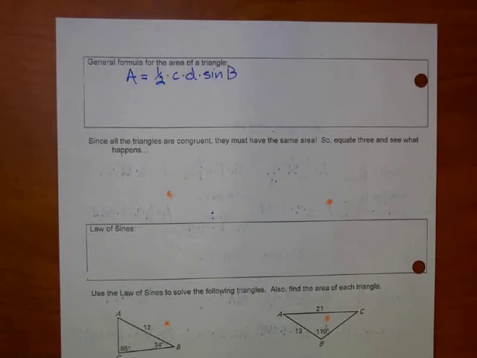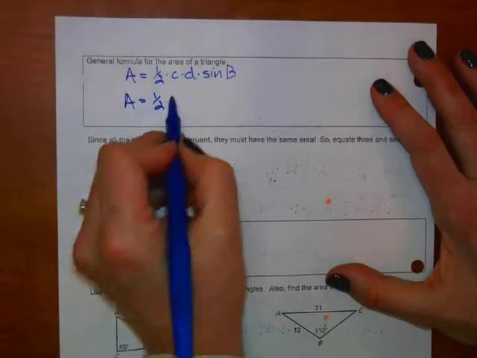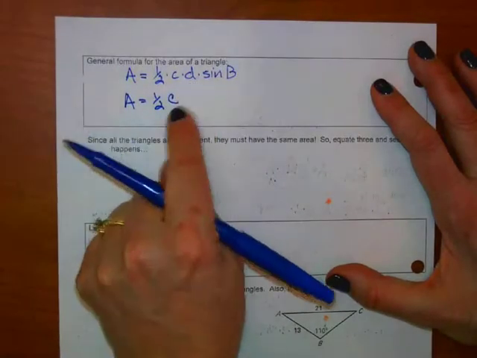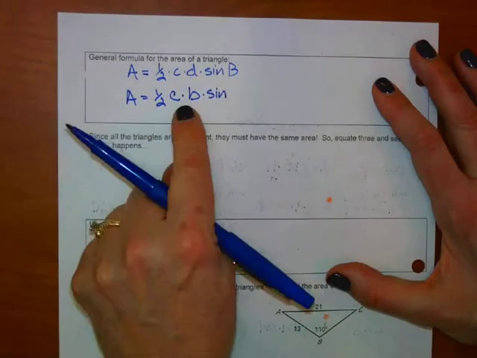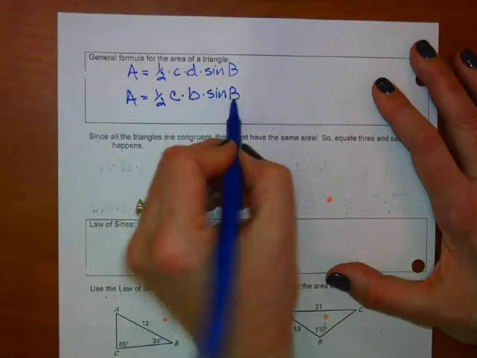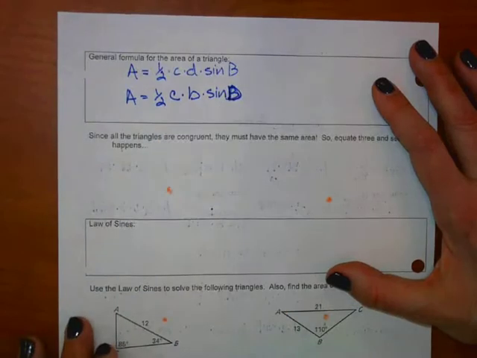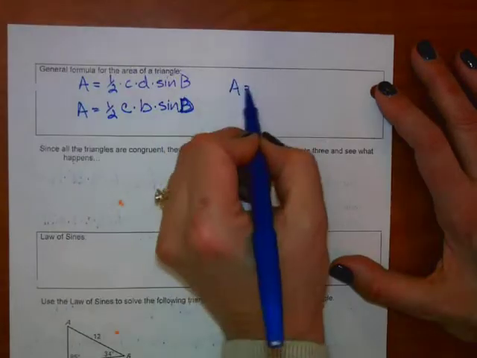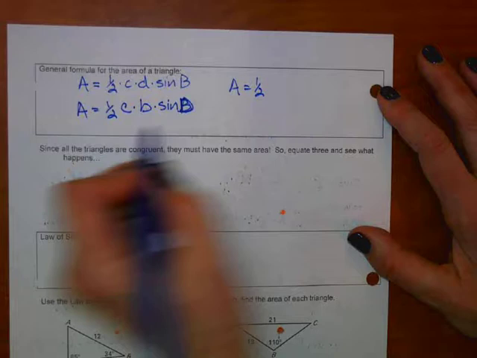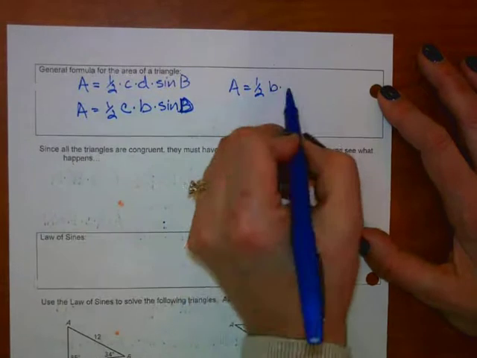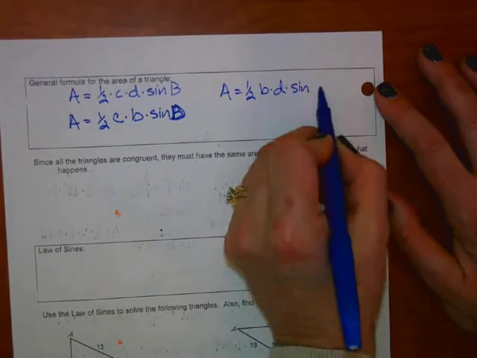We can come up with the other 2 without looking at the other side. If we have area equals 1/2 C, we already did D, so we'd have to do C times B, that would be sine of which angle that isn't here? D, sorry. Then we can do the third one. We did C times D, we did C times B, so we would have to do B times D, correct? And then that would be times the sine of what angle? C.